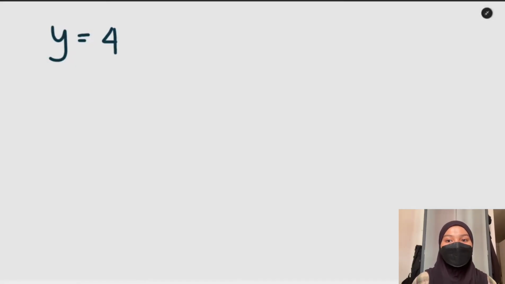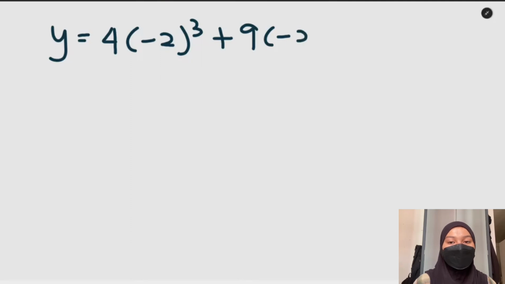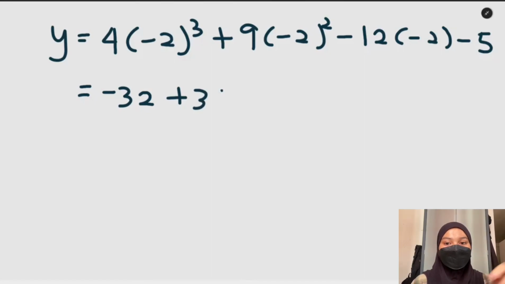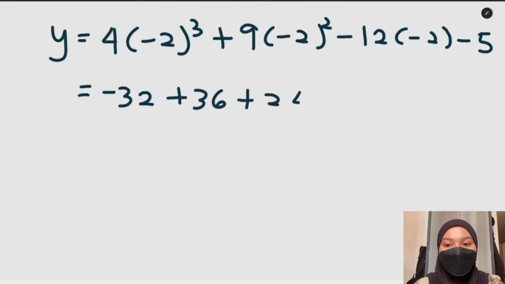And then use the second x, which is negative 2. Replace the same as the first. So y equals 4 bracket negative 2 bracket cubed plus 9 bracket negative 2 bracket squared minus 12 bracket negative 2 bracket minus 5. To simplify, negative 32 plus 36 plus 24 minus 5. The answer is 23.